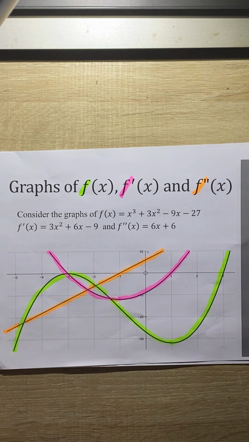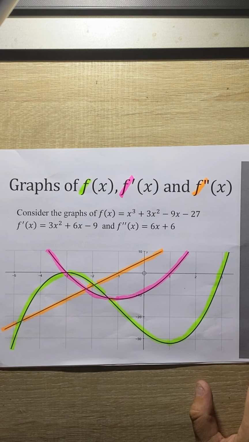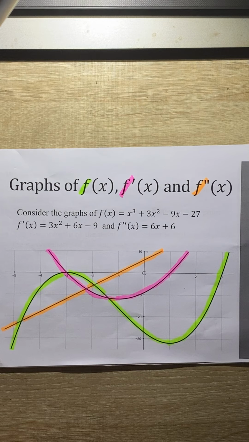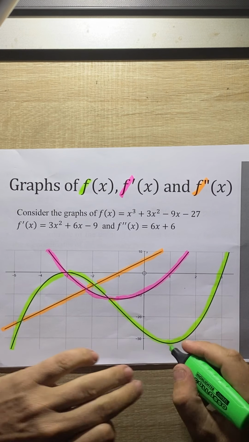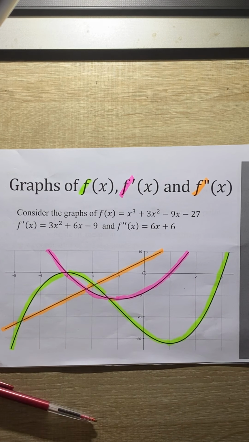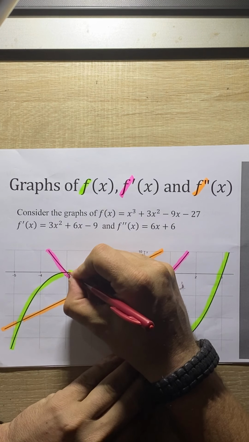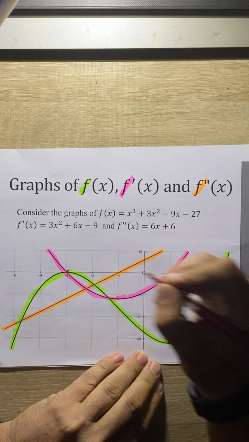Okay, so I'm not really interested in what equations they've given us there. I'm just going to discuss the relationship between these three things. So if I look at the green one, the original one, I know that I have a turning point over here, and we have a turning point over here.